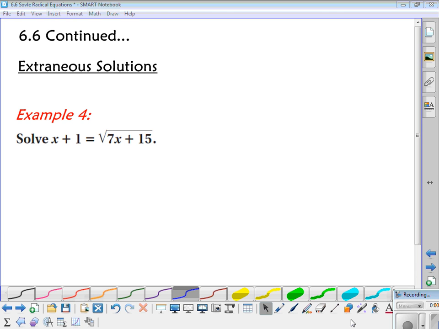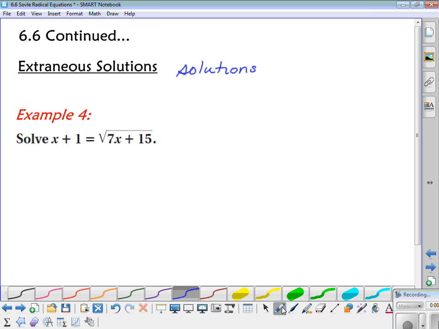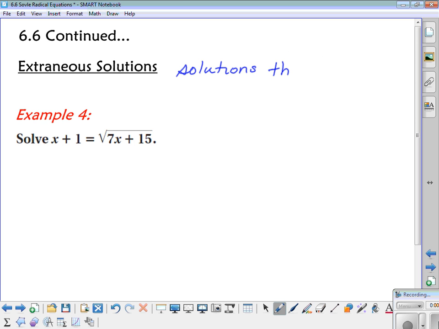Okay, so what we're doing today is just a continuation of what we started yesterday. But today the problems that we're going to be working on, some of them have what's called extraneous solutions. So extraneous solutions are solutions that when you plug them back into the original equation, they don't work. So you solved everything right, you did all your work right, and you got these extra numbers basically.